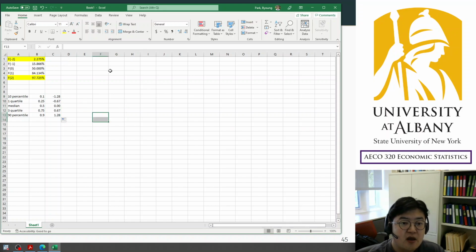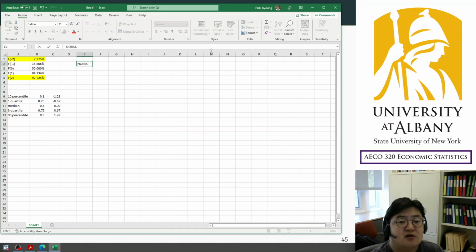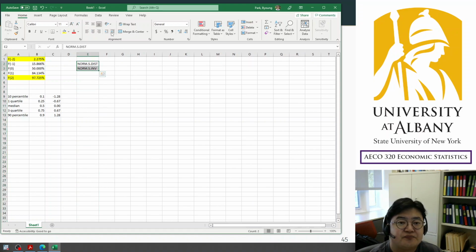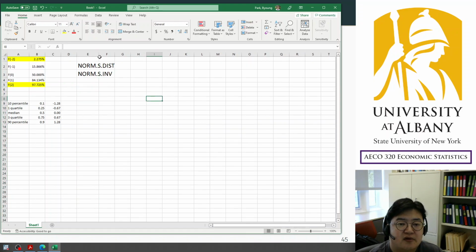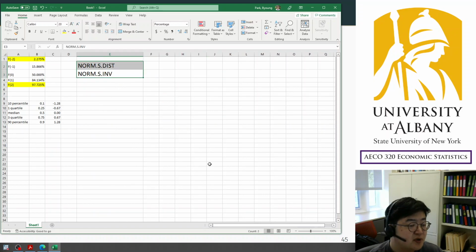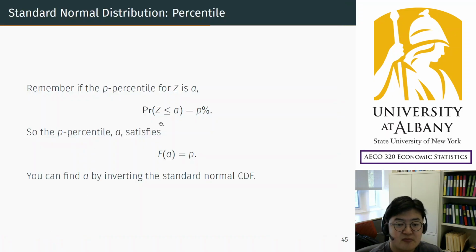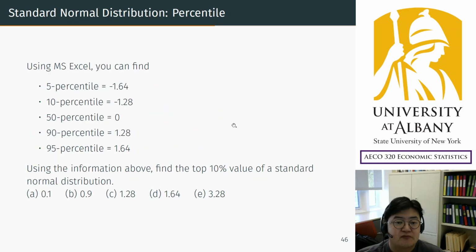So we learned two formulas, norm.s.dist and norm.s.inv. So these two formulas are for standard normal distribution. So remember these two formulas. Back to slide. This is exactly what I just did.